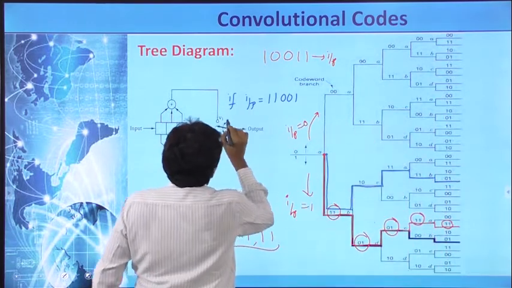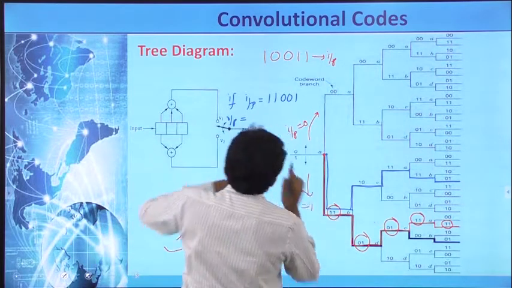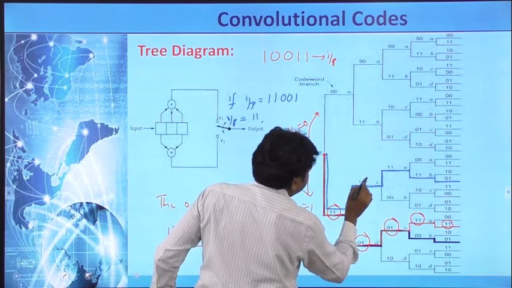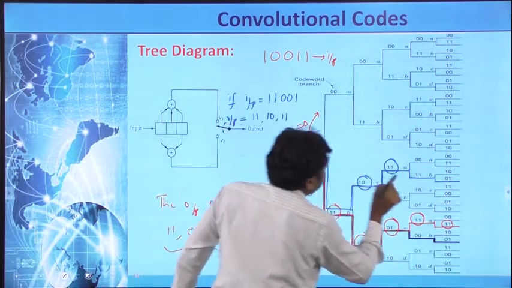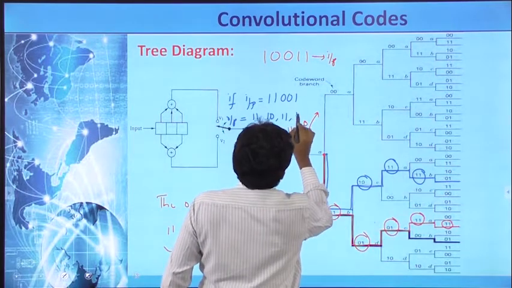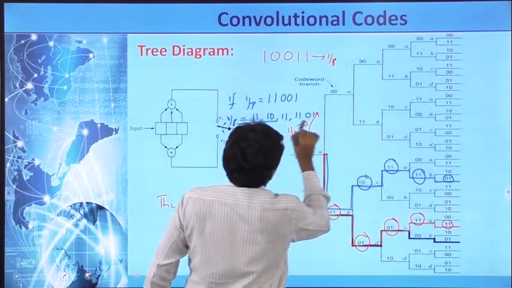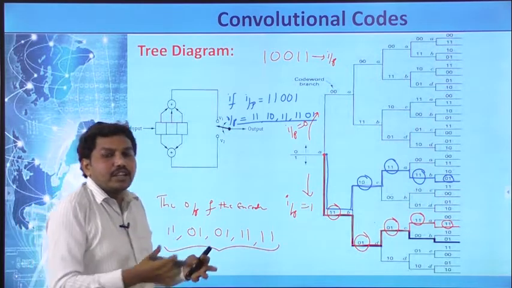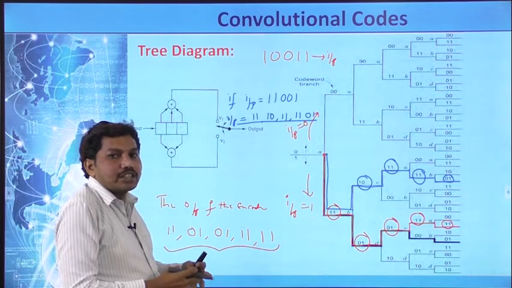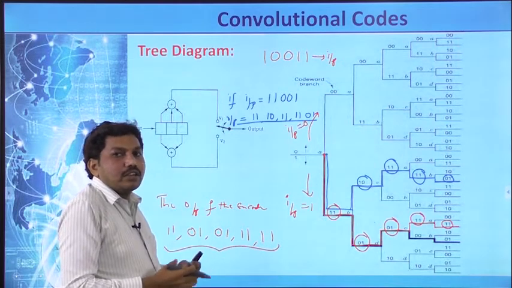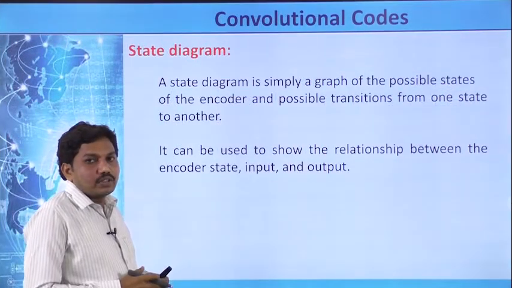So what are the output bits? Output of the encoder: this path is 1 1. This one is 1 0. This one is again 1 1. This one is again 1 1. Whereas this one is 0 1. Okay. So you can identify the path, and from the path you can write the output bits. This is one of the graphical representations of the convolutional encoder in order to calculate the output of the encoder. Next one is the state diagram.